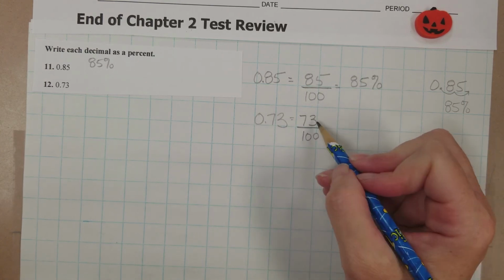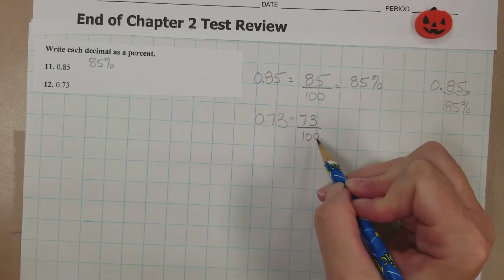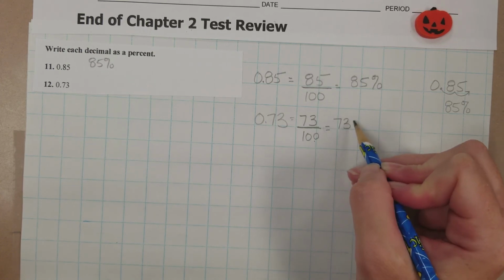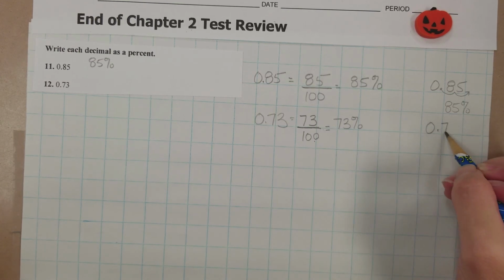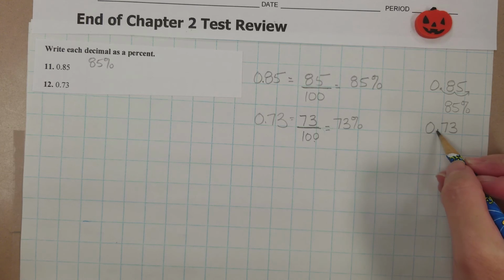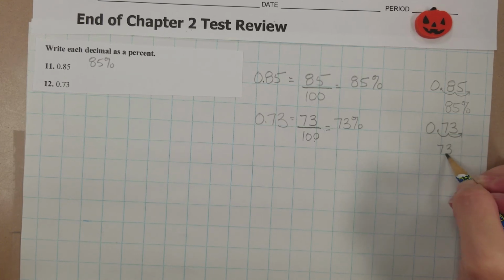0.73 is read 73 hundredths, so I write hundredths. This fraction can be read 73 hundredths or 73 per hundred. So that would be percent, 73%. Or you could change the decimal to a percent by moving the decimal point 2 times to the right and get 73%.